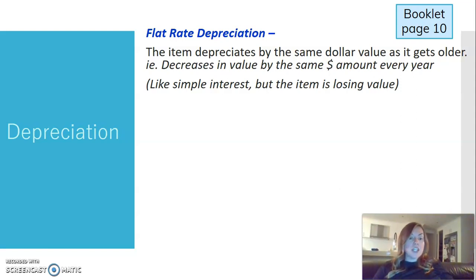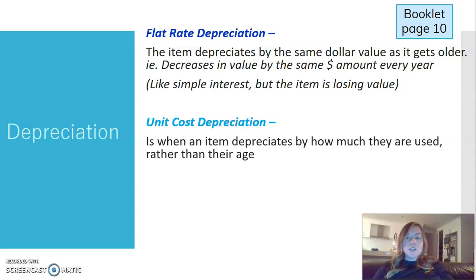Flat rate depreciation is about time, and it's based on the initial value of the item, and it's losing that same amount of depreciation every year. If you want to link this back to one of our types of interest, we can link it back to simple interest. With simple interest, you were figuring out how much interest was accruing every time period based on the initial value of the loan or the investment. With flat rate depreciation, we're looking at how much value an item is losing based on how much that item was worth initially. We're going to use a really similar formula to the simple interest formula when we talk about flat rate depreciation in better depth.